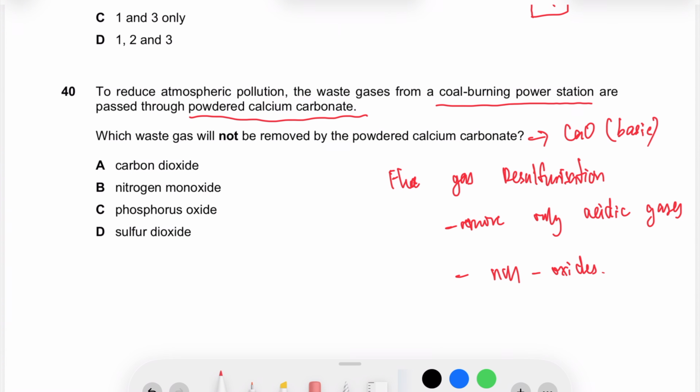So under the oxide family, which one will not be removed? So CO2 is actually an acidic oxide. NO is neutral. Phosphorus oxide will be an acidic oxide. SO2 will be an acidic oxide as well. So A, C and D will be removed. Only B will not be removed because it's a neutral oxide. So answer is B. Okay?